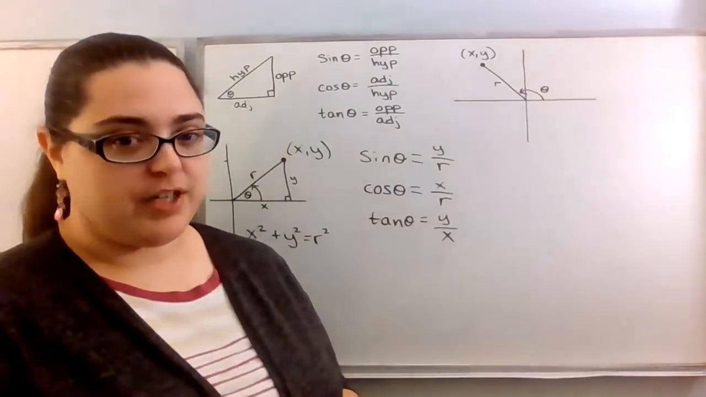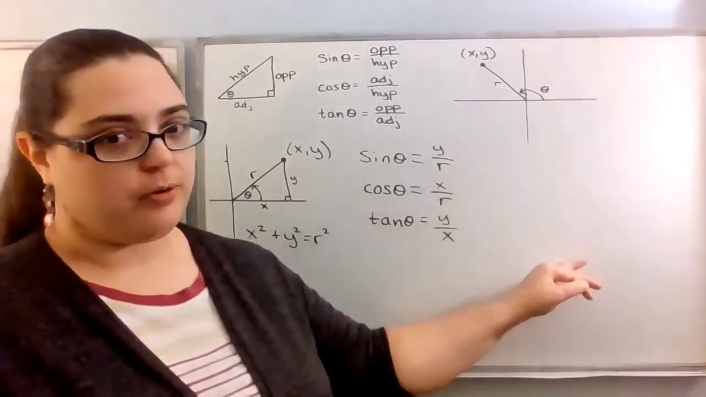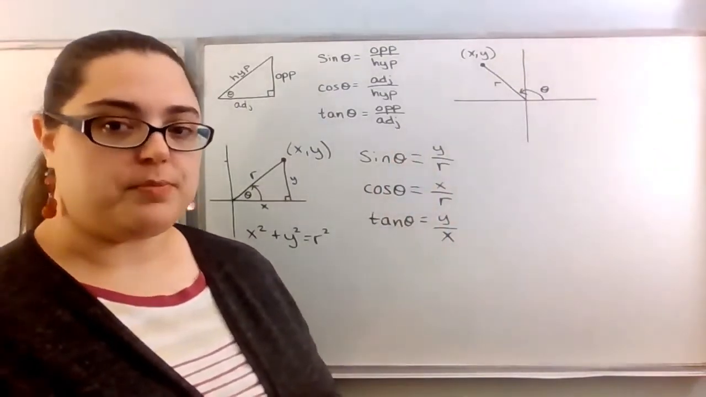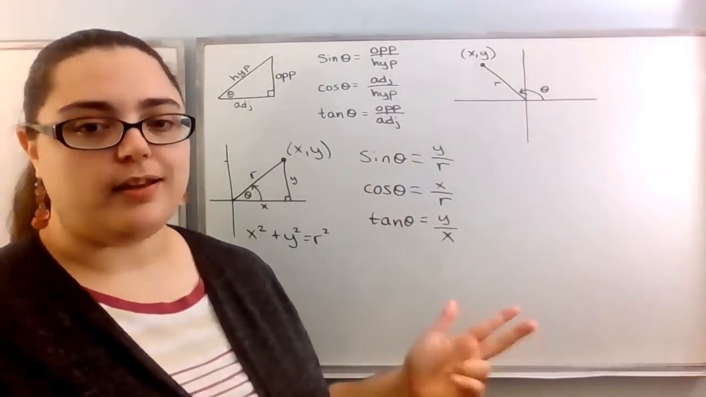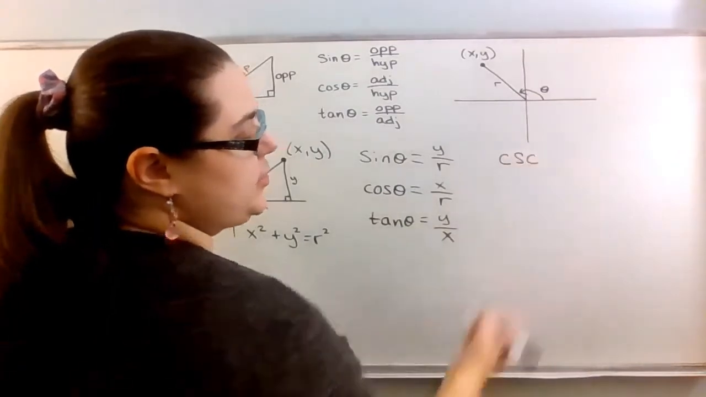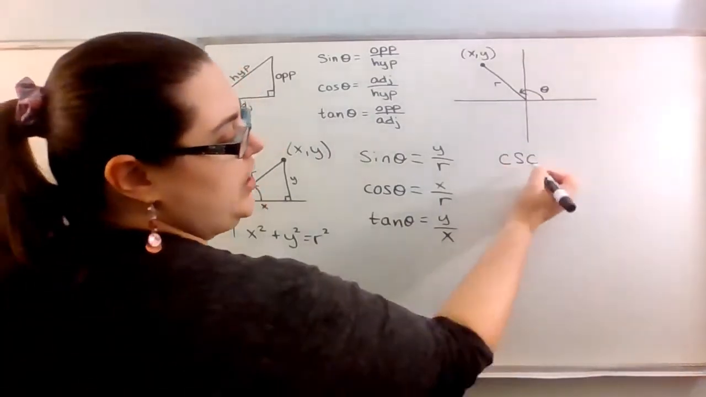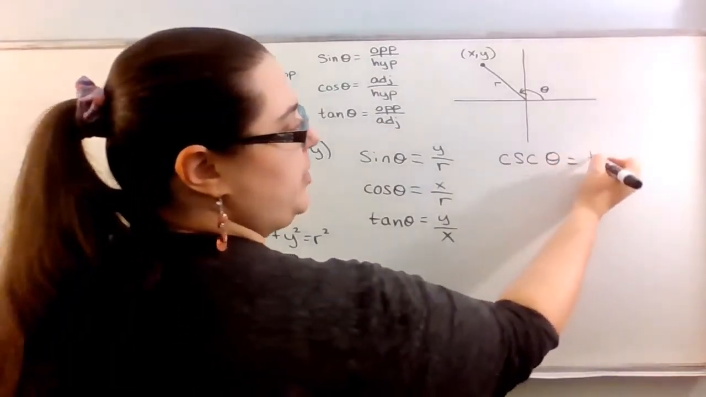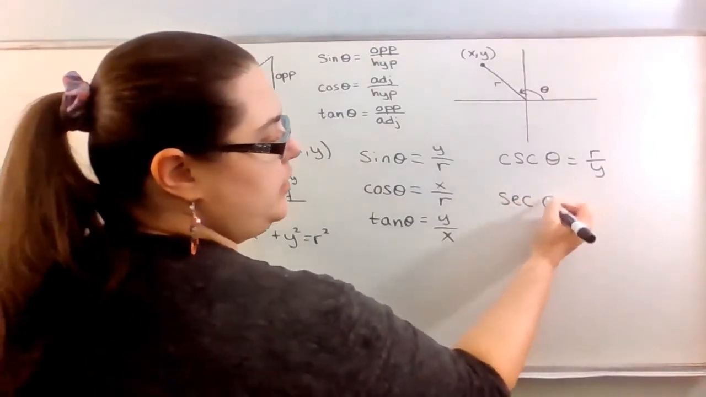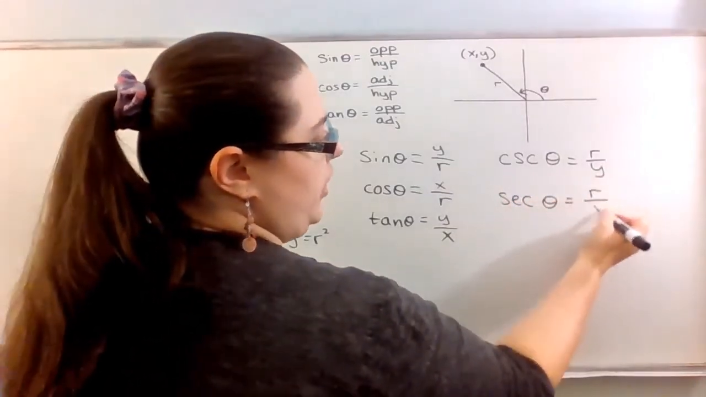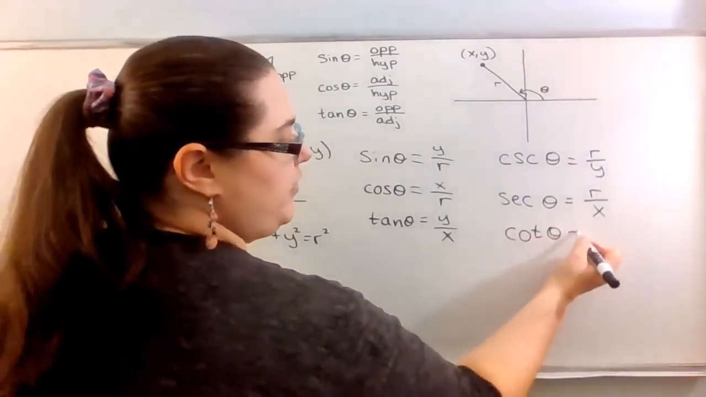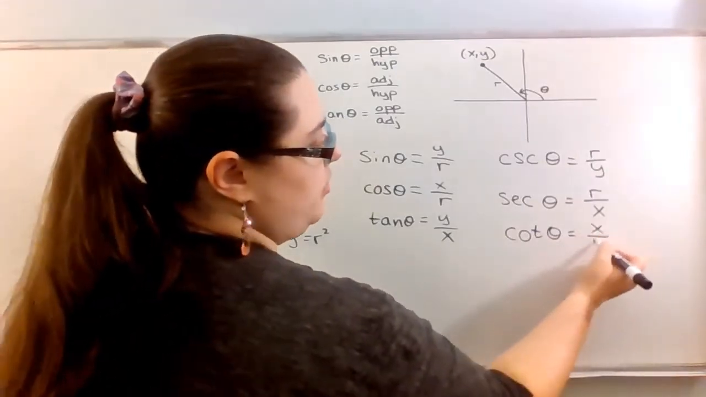Now, when we're forming these definitions, we can also form three other relationships that are the reciprocals of the three we've written here. Those relationships are called the cosecant, the secant, and the cotangent. Cosecant, which we write CSC because we want to stick to three letters for trig functions, CSC of theta is r over y. Secant, SEC of theta, is r over x. And cotangent, COT of theta, is x over y.